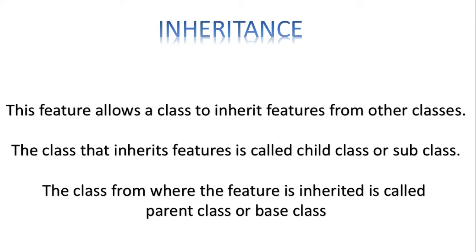Let's talk about inheritance. Just consider this example. We have always heard that a child inherits features from its parents, that means some behaviors or characteristics from its parents. In Java, or object oriented programming also, there is a way by which a class can inherit features from another class, and that is what inheritance is. It is a feature that allows a class to inherit features from other classes. The class that is inheriting the feature is called a child class, and the class from where it is inheriting the feature is called the parent class.